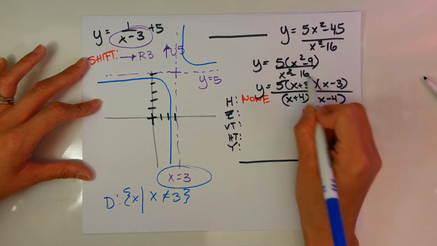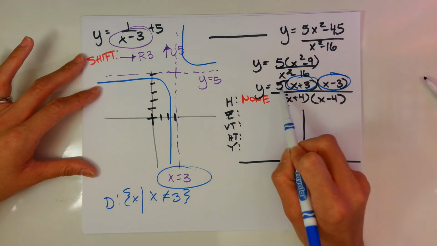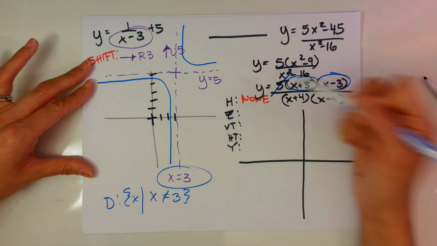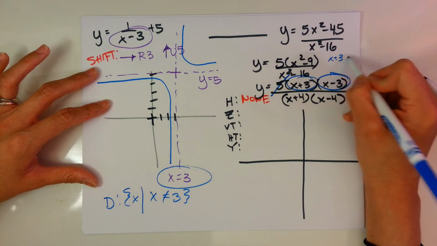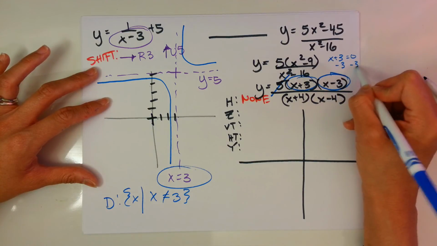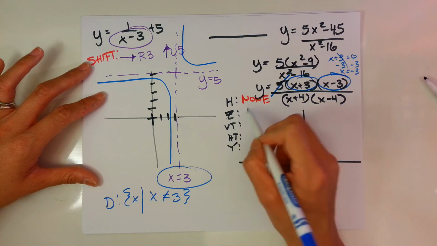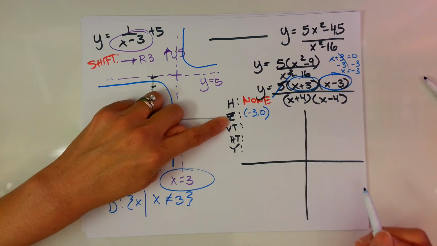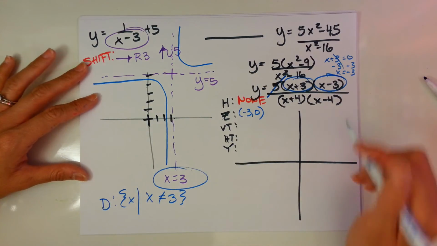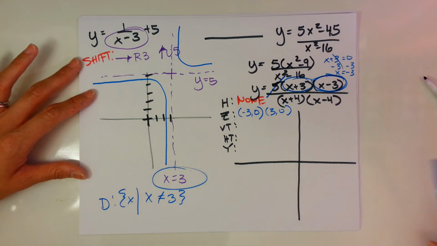So that means that I'm stuck setting each of these factors equal to 0. Do I have to set that 5 equal to 0? No, because I don't have a variable there. So I'm going to take that x plus 3, I'm going to set it equal to 0, so when I move that 3 over, I get x equals negative 3. So I have a 0 at negative 3, 0. I do want zeros, which are points, as coordinates. But notice I also have a 3, 0.